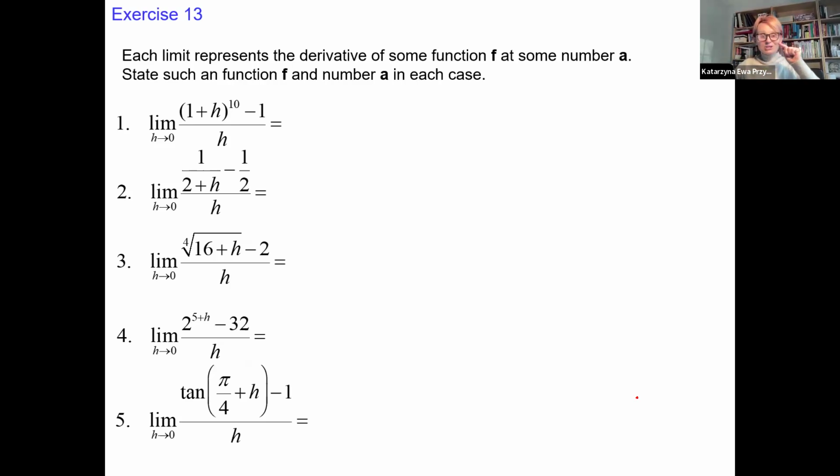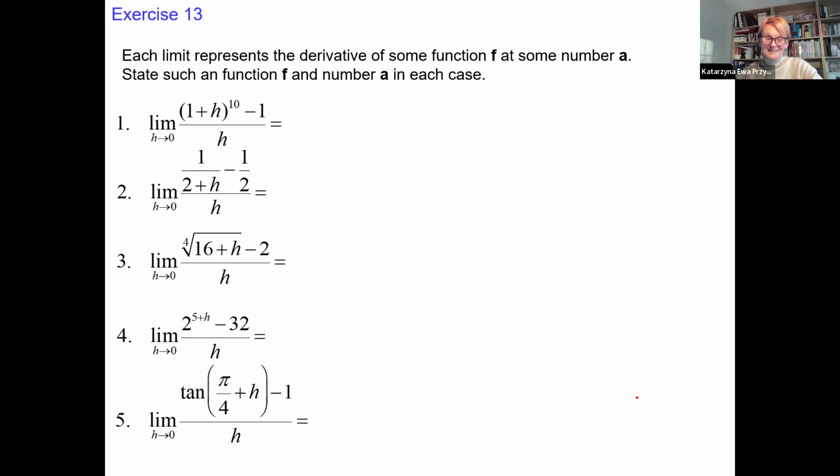Okay, this question is asking the other way. Yes, I'm testing if you know the definition of the derivative, and this is good for the test question. The instruction is telling us that each of these limits represents the derivative of some function at some number a. We just have to state what the function is and what the number a is. What do you think?